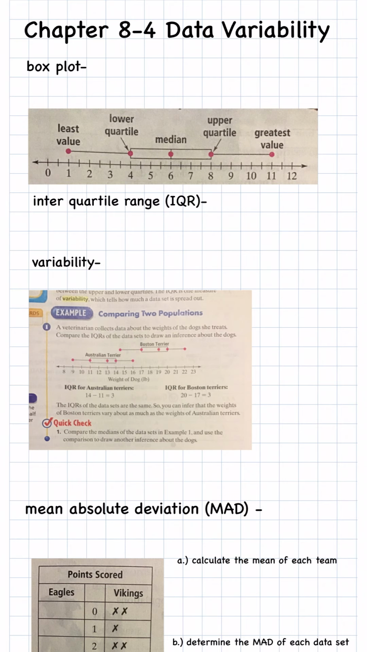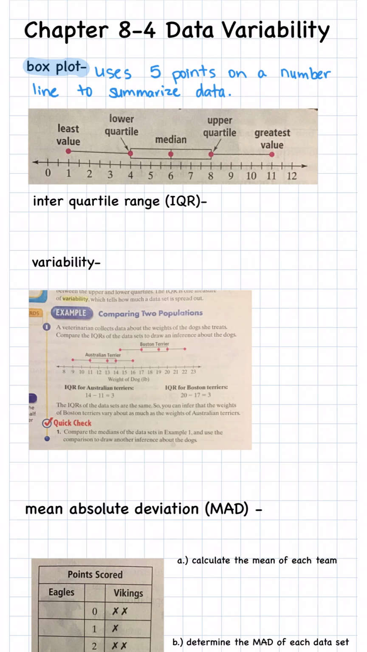A box plot uses 5 points on a number line to summarize a data set. Let's write that down. So a box plot uses 5 points on a number line to summarize data. The box shows the middle 50% of the data. With a box plot, you can observe the visual overlap of two data sets.